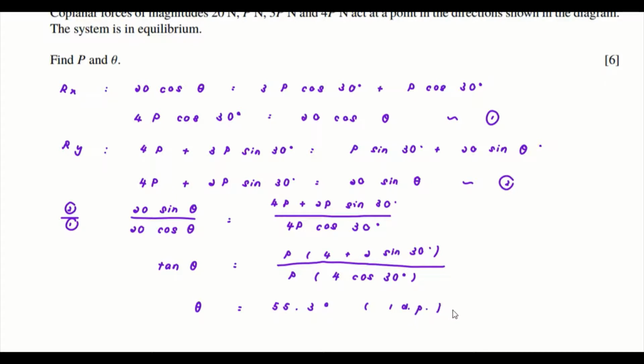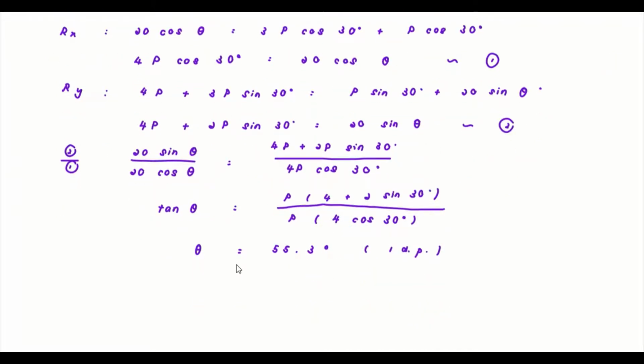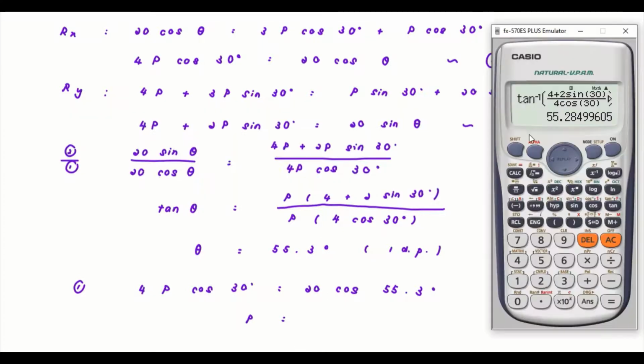Okay, so after we get this, similarly, we can just use our equation 1 to help us get our answer. So 4p cos 30 is equal to 20 cos theta, where theta is 55.3. Which means just bring over what you have. So we have this as our answer. Just cos our answer and then multiply 20, divide by 4 cos 30, and we'll be able to get our answer, which is 3.29.